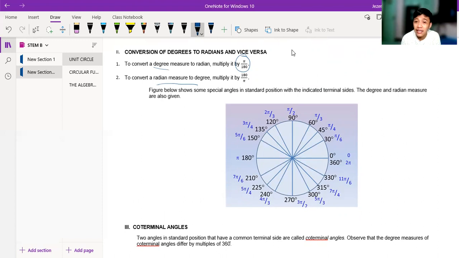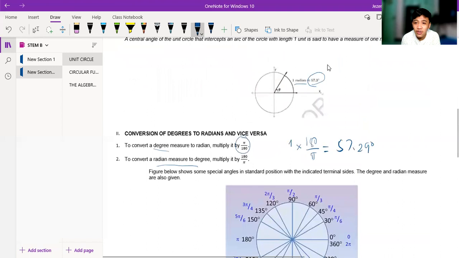Okay. So earlier we had 1 radian. We multiply it by 180 over pi. So the answer is 180 over pi divided by pi, which is 57.29 degrees, or 57.3. So, right? It's that easy.